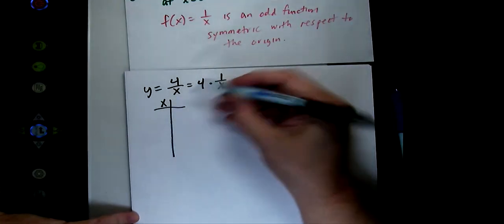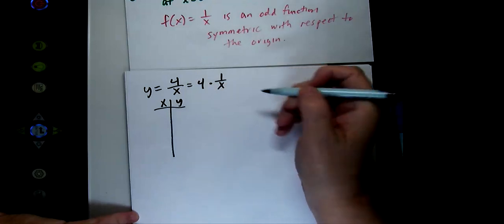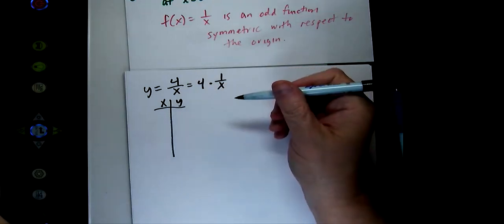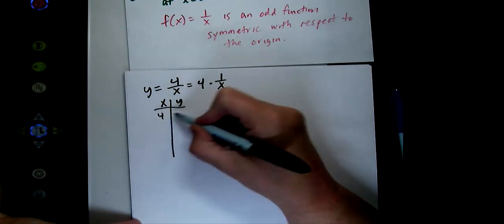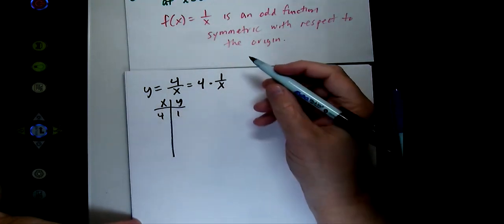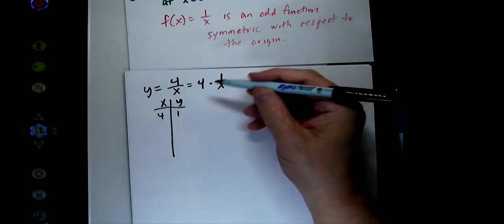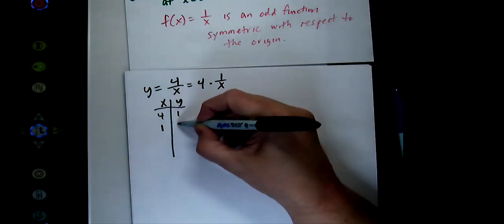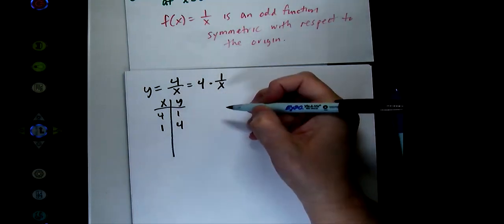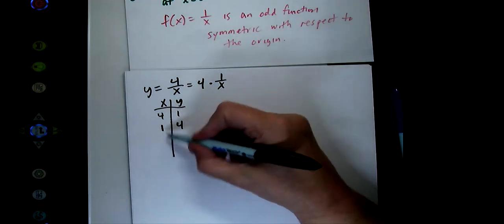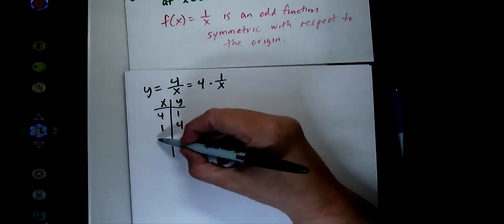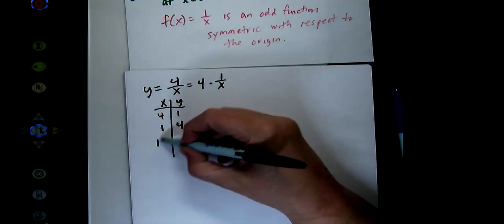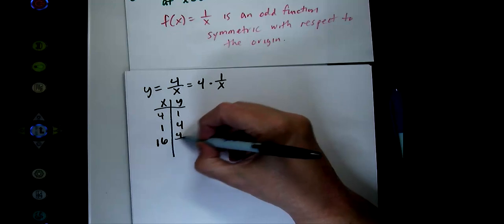How does that change? Well, if I stick in 4, I just get 1. And if I stick in 1, I get 4. So I don't start getting fractions until I get really high. Like if I stick in 16, I get 4 over 16, which is 1/4.